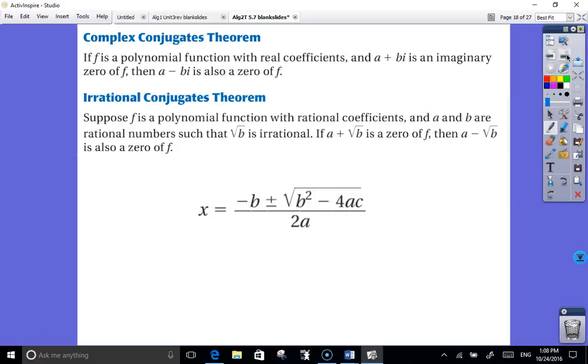So now these are the 2 last theorems. Complex conjugate theorems and the irrational conjugates theorem. Right? One of them is saying, like this one here, that if you have, let's say, 3 plus 7i is 1 0, that you must also have 3 minus 7i. You have to have the conjugate. Right? The irrational conjugates theorem is saying if you have 3 plus the square root of 7, then you must also have 3 minus the square root of 7.